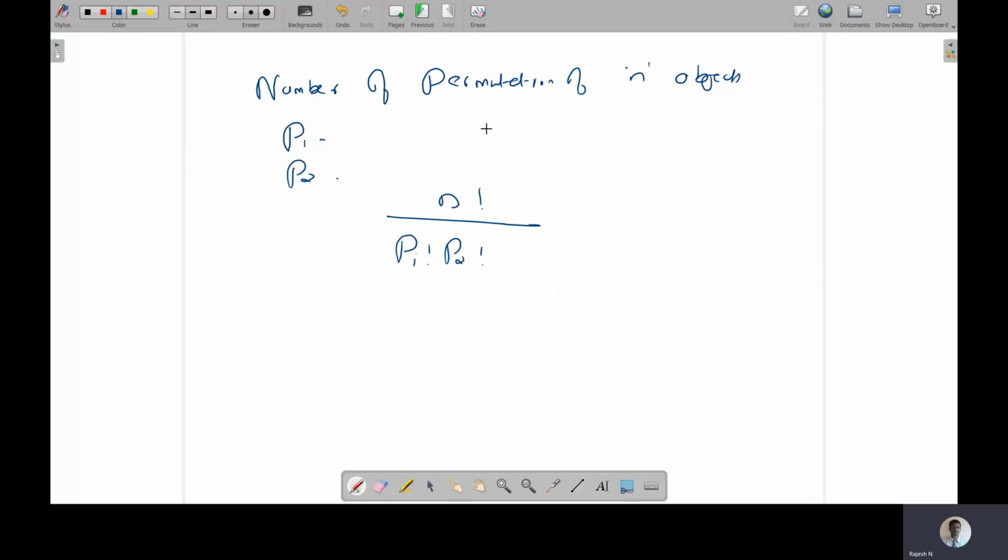In the same way, P1, P2, P3, up to Pn, so many are there. So P1 factorial, P2 factorial into P3 factorial, etc., Pn factorial. This is where P1 plus P2 plus P3 plus etc. plus Pn is n. This is the number of permutations of n objects where P1 objects are of one kind, P2 objects are of another kind, P3 objects are of another kind, like that Pn objects are of another kind. Then it is n factorial by P1 factorial into P2 factorial into P3 factorial, etc., Pn factorial. Example, you see.